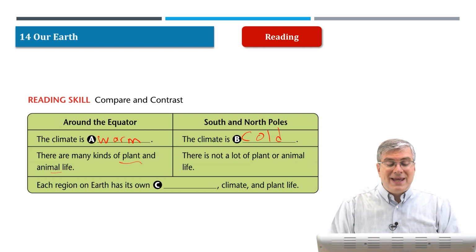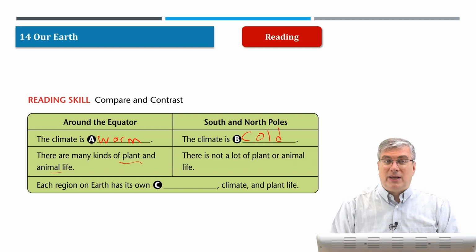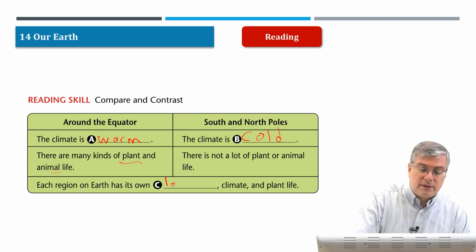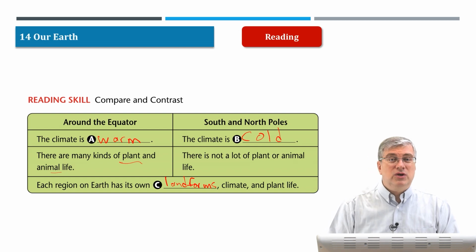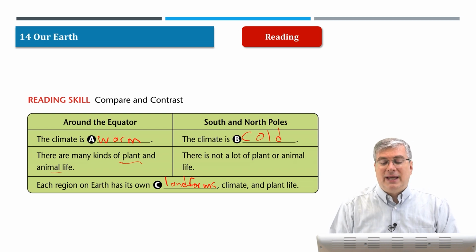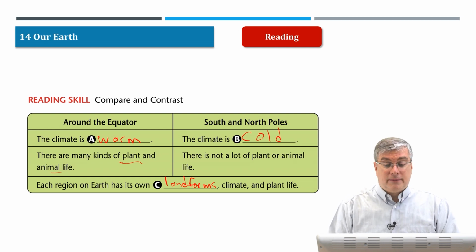Okay? So each region on Earth has its own landforms, climate, and plant life. Landforms. And landforms, like we talked about, deserts, tropical areas, polar regions, mountainous regions. These are landforms. So each region on Earth has its own landforms, climate, and plant life, and of course, animal life as well. Okay, well, that wraps up our lesson for today.